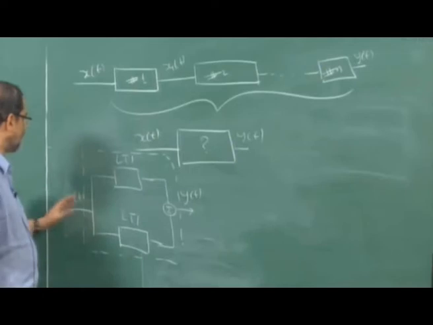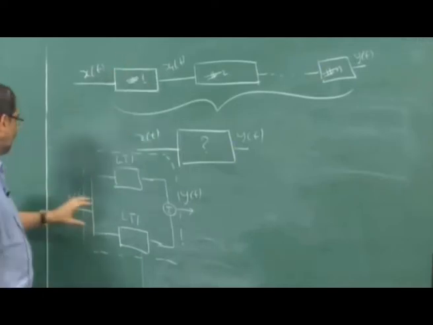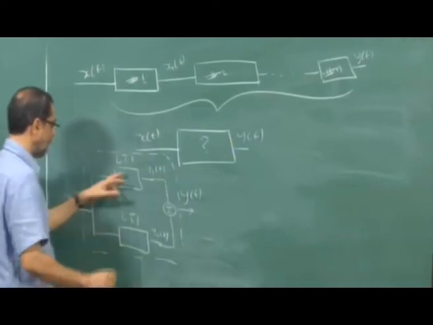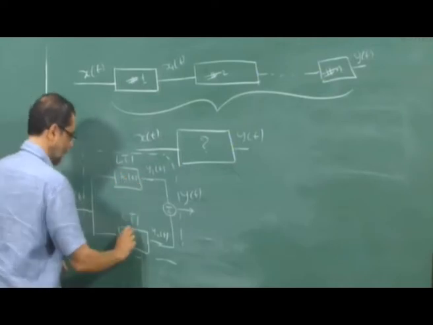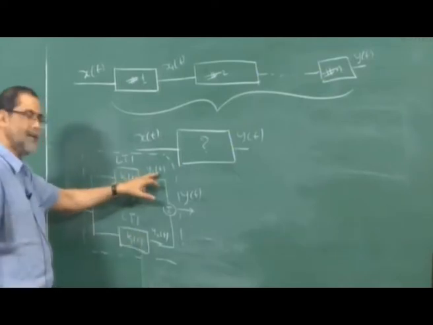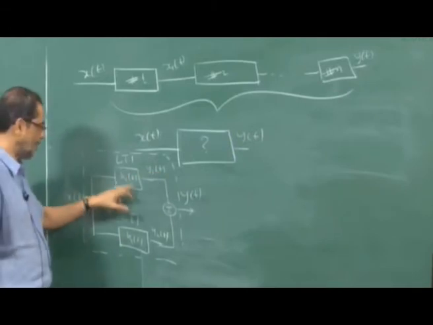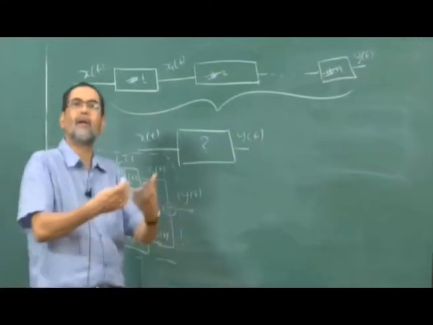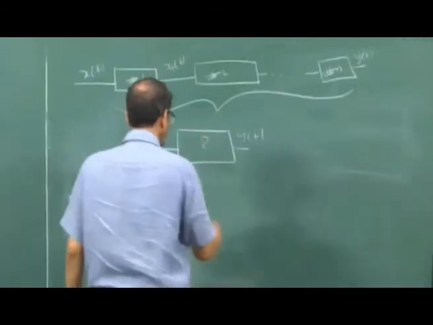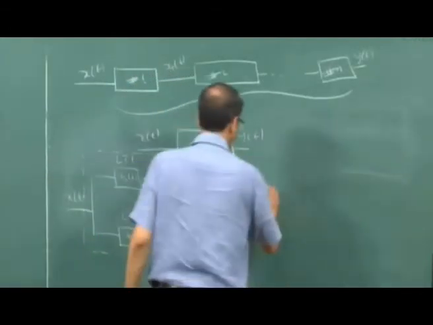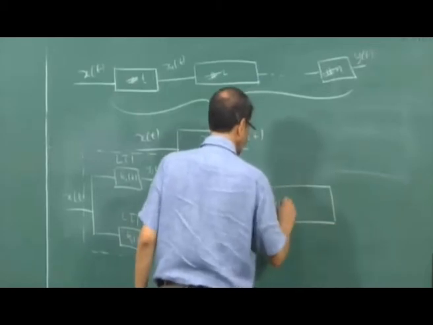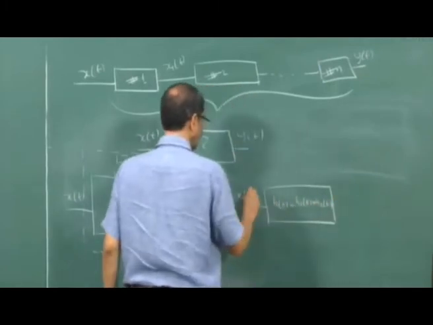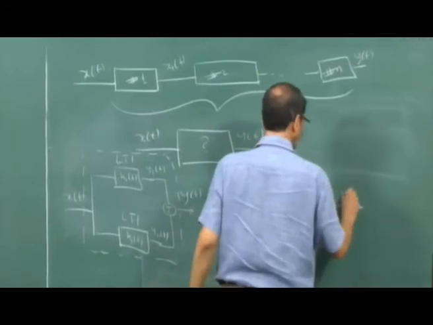then I can write out the convolution integral. Let's call these outputs y1 and y2, with impulse responses h1 and h2. Then y1 is x convolved with h1, y2 is x convolved with h2, and y1 plus y2 equals y. You can write this out and show that it is equivalent to a combined system whose impulse response is h1 plus h2. Then if the input is x of t, I will get the same output y of t.